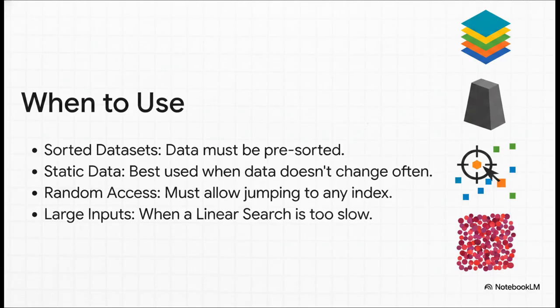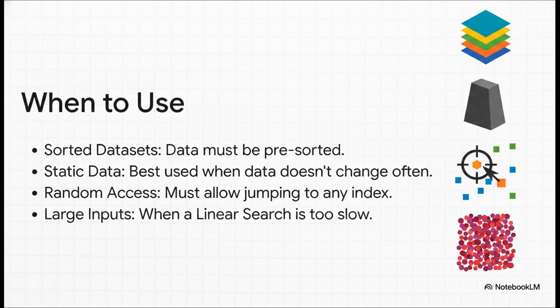First, and absolutely most importantly, sorted data sets. This is mandatory. If your data is just a disorganized random mess, discarding half of it is literally just throwing away random information. It will fail. Second, it's really best for static data, meaning data that doesn't change very often. Because sorting data takes time. If you're constantly adding new items and having to resort the whole thing every 5 seconds, you totally lose the speed advantage.